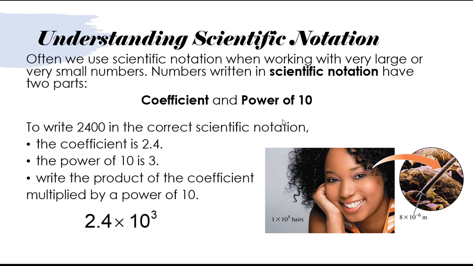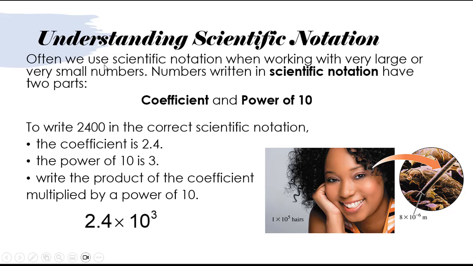Understanding scientific notation. Like I said, in chemistry we often have to deal with very, very large numbers and very, very small numbers. In order to efficiently and effectively analyze those numbers, compare them, or do math with them, we often have to use scientific notation.